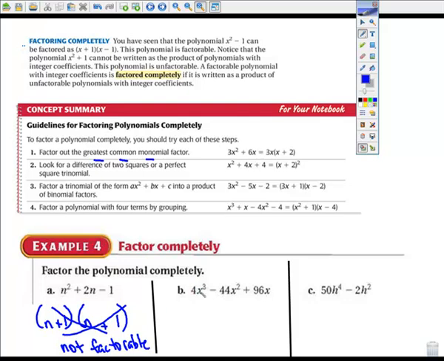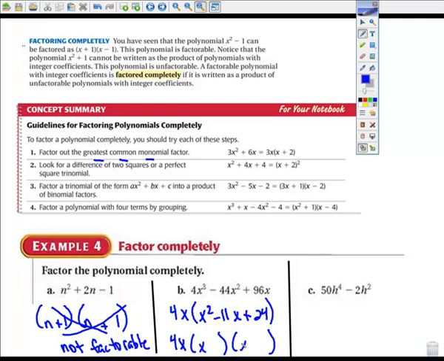Okay, if I look at this next one, first thing I want to do is factor out a common monomial factor, and that is going to be a 4 and an x. So then I will go through and factor. This gives me x squared minus 11x plus 96 divided by 4 is 24. And now I need to go ahead and factor the x squared minus 11x plus 24.